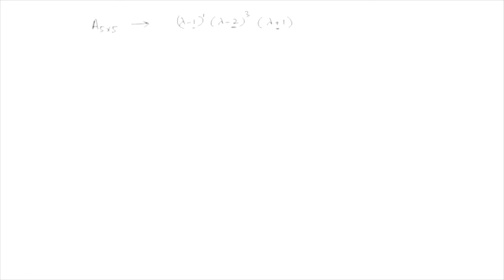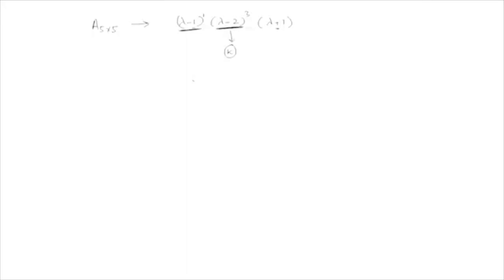Now, corresponding to lambda equal to 2, suppose the number of linearly independent eigenvectors is k. Of course, k will be less than or equal to 3. This k is called the geometric multiplicity for lambda equal to 2. So geometric multiplicity is nothing but the number of linearly independent eigenvectors corresponding to a lambda. Now, geometric multiplicity, which is GM, corresponding to a lambda is always less than or equal to the algebraic multiplicity corresponding to that lambda. It cannot be more than this.